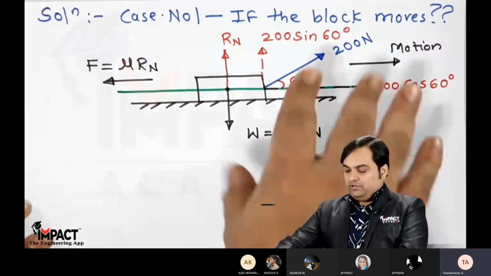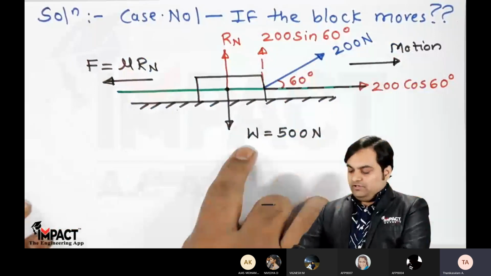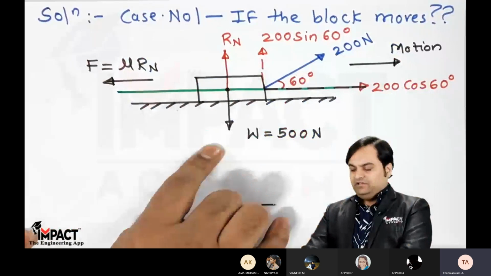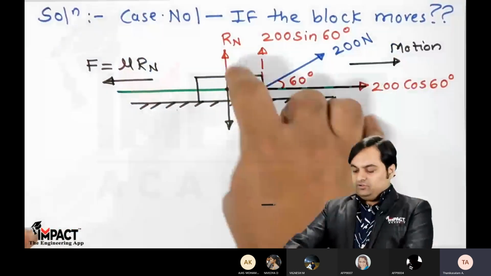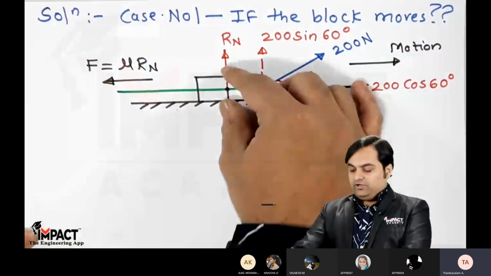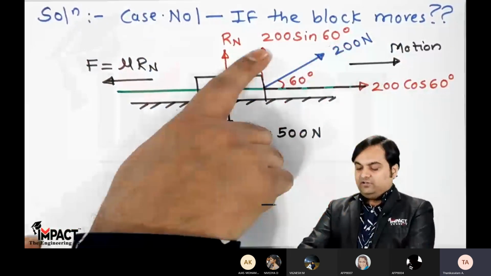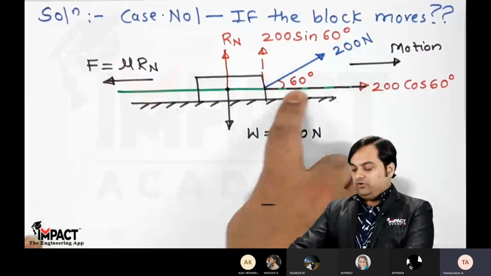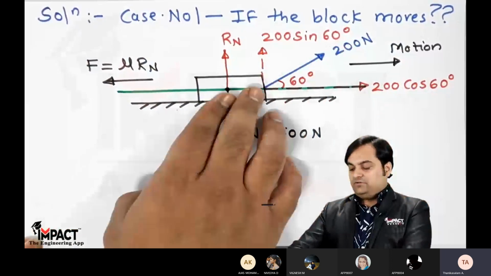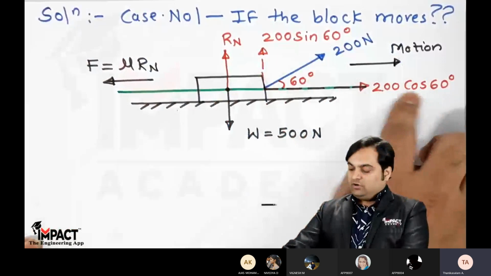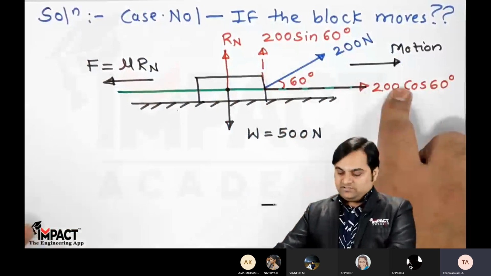W and Rn are not causing the motion. W is acting downward, Rn is acting upward, so they are just keeping the block in contact with the floor. Whereas 200 sin 60 will try to lift the block, but the motion is in this horizontal plane. So 200 cos 60 will try to slide the block, and the only resisting force to 200 cos 60 is the friction force.